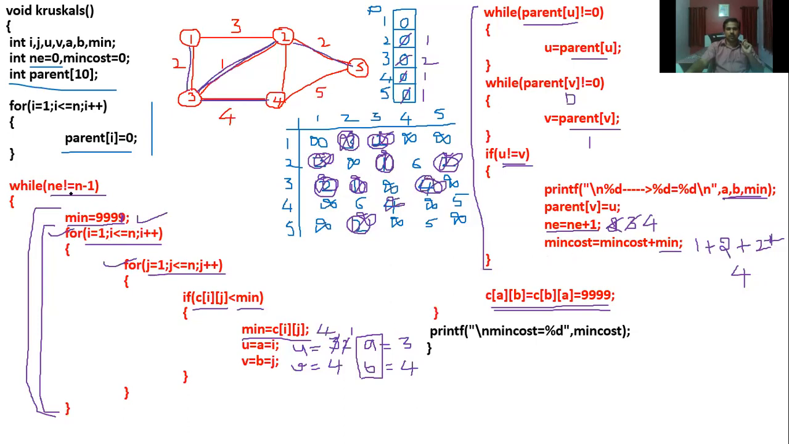Again, go. 4 not equal to n minus 1. The condition doesn't hold, so comes out because we got 4 edges. And print your minimum cost value. Minimum cost value will be 4 plus 2, 6, 6 plus 2, 8, 8 plus 1, 9. So the minimum cost is going to be 9.